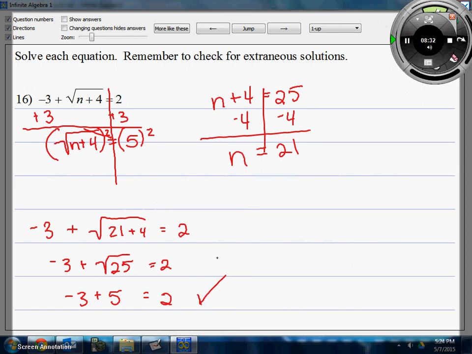When you're doing these problems, make sure that you isolate your radical first. So if there is some kind of operation going on the other side, I would move that over first, whether it be addition, subtraction, multiplication, or division. And for number 19 and 20, I would divide by the coefficient to get the radical by itself first.